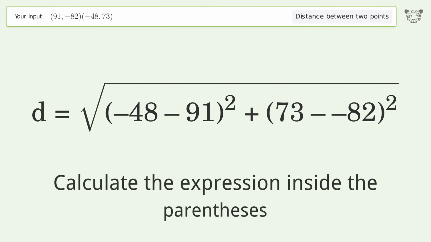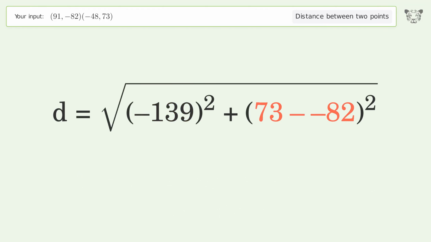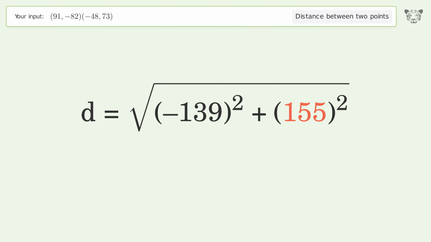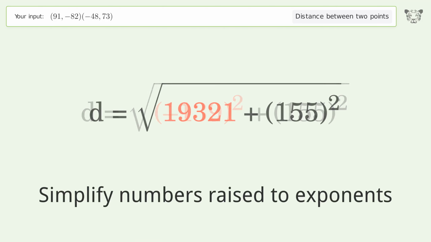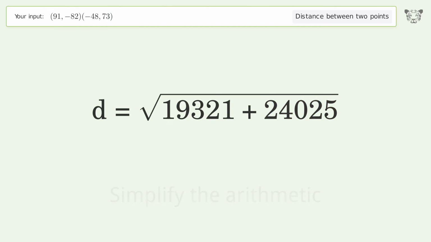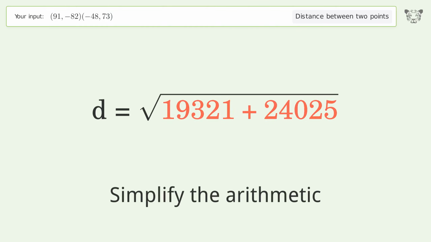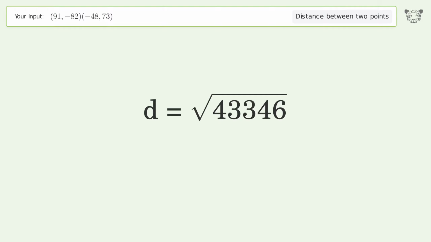Calculate the expression inside the parentheses. Simplify numbers raised to exponents. Simplify the arithmetic. And so the distance between the 2 points is the square root of 43,346, or 208.197.